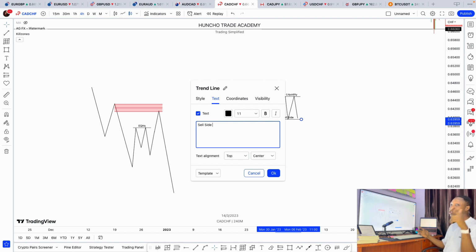And don't you ever forget, supply and demand are also support and resistance. They are just highlighted zones. Don't fall for those people trying to sell you nonsense, claiming that support and resistance is different from supply and demand. They are all the same. They are just highlighted supply and demand, right? So let's go. Sell side liquidity.